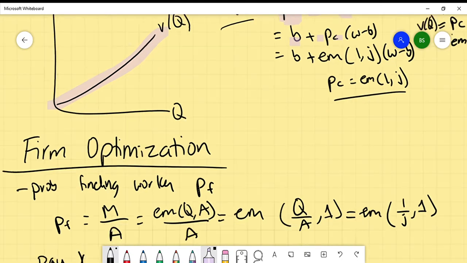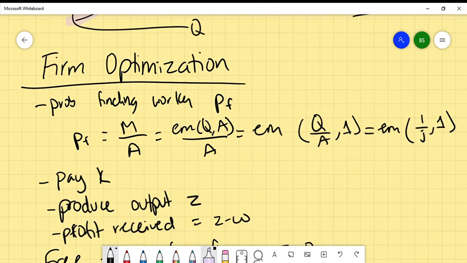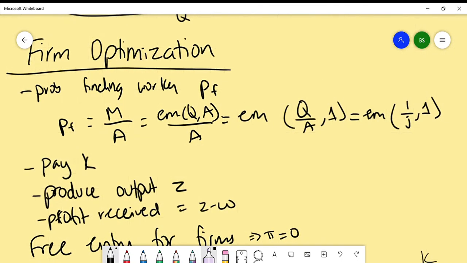So before, what we did was the consumer, now it's firms. For the firms, what they're going to be doing is looking for workers. So the letter we're going to be using is PF, for P firm, the probability for the firm. So this is the probability of the firm finding a worker. So PF is the number of matches over A. Remember, before it was the number of matches over Q, because it's how many people find a match over the total number of workers, whereas now it's M over A.